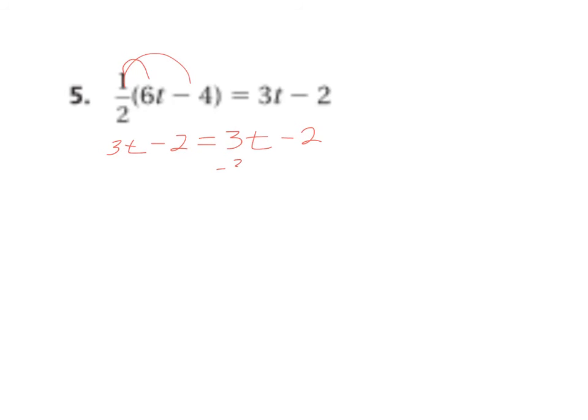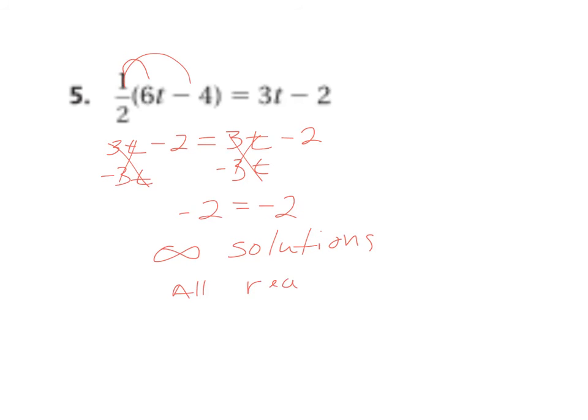This one's going to be an infinite solution. But let's go all the way through with it. If we minus 3t from both sides, we lose our variable. That means it's either going to be infinite solution or no solution. This one gives you negative 2 is equal to negative 2, something that's true. So this is infinitely many solutions. Sometimes it's called all real numbers. And those are the same.